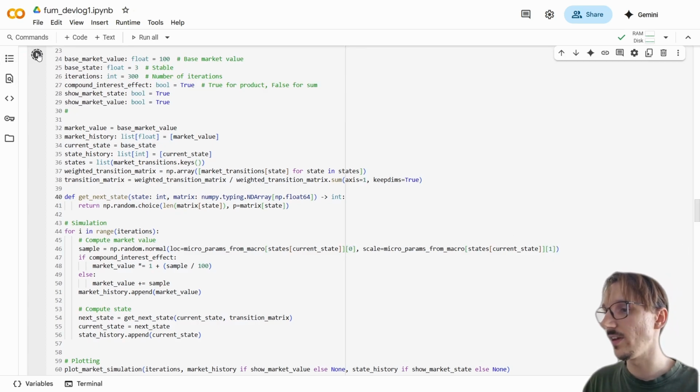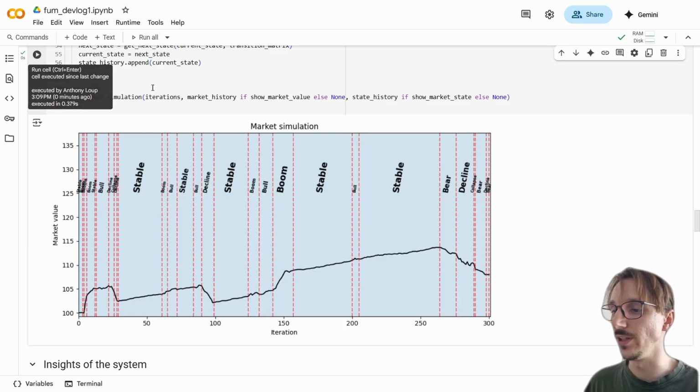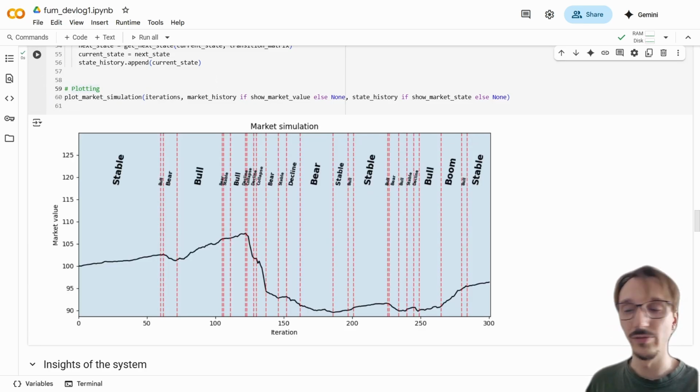Okay, let's run this and see what happened. And here we go. We got a nice looking curve here. I don't know what you think, but I think it looks pretty convincing, and you can clearly see how every state influences the shape of the curve. For example, here you got a bubble and you can clearly see this steep curve going up here. And then we got a small decline and collapse here, for example. And it's really convincing, in my opinion. We can run a couple more, and you can see that the shape of the curve is really different every time. Anyway, feel free to check it by yourself and play with it if you want.